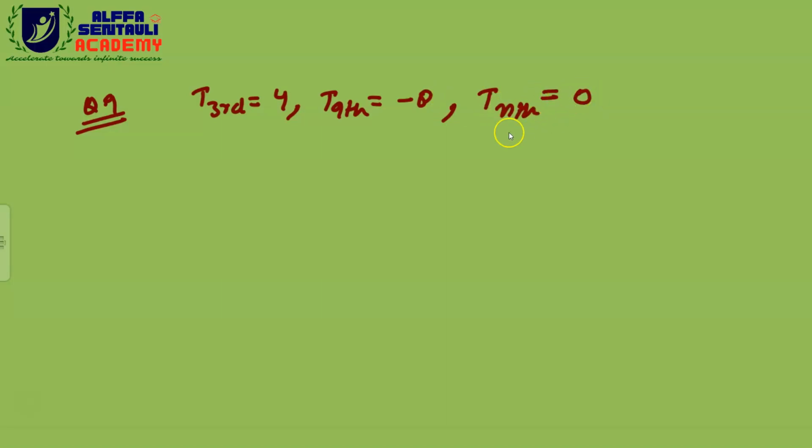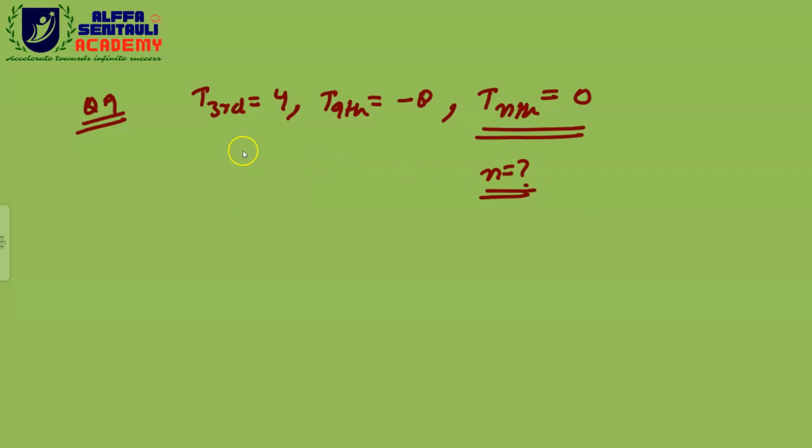Question number 9. Again beta, question number 9. They are asking which term of an AP should be 0. See, they have given you the third term. Third term is 4. Ninth term is what, beta? Ninth term is -8. So they are asking which term. So assume that term to be nth. Let's suppose nth term is equal to 0. Assume this and get the value of n. They are asking you n.